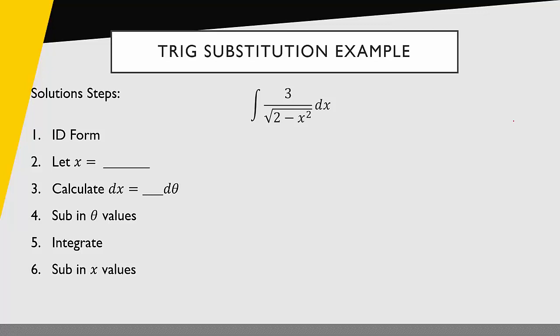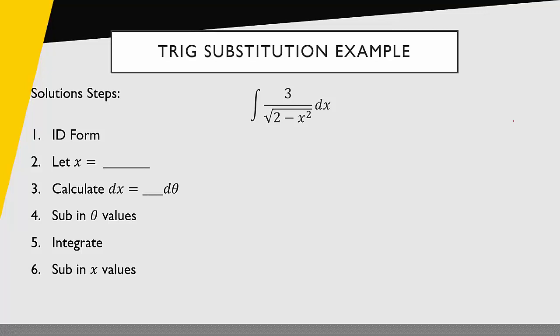So step 2 is let x equal some trig function. After that, I'm going to be able to calculate dx by calculating the differential of x. And then I'll plug all those theta values into my integral. I will then be able to integrate. And then lastly, I'm going to substitute back in to get to my original variable x.